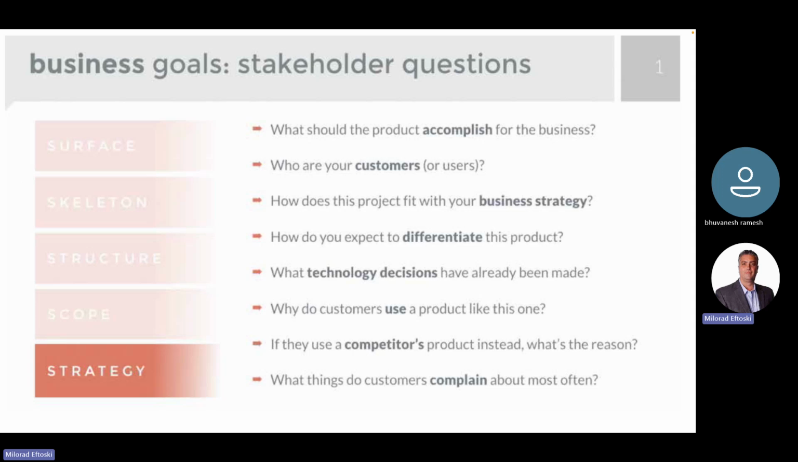What technology decisions have already been made? Why do customers use a product like this one? Why wouldn't they buy a $1 sponge? Why spend $3, $4 when I can get maybe not the same, but a similar product for less money? If they use a competitor's product instead, what's the reason? What things do customers complain about most often? Complaints are important. If people complain that it's cheap, it rips, it doesn't work well, it leaves grease behind, it smears. This is important because then you consider that and you make a better product. That's when you do your product audit.